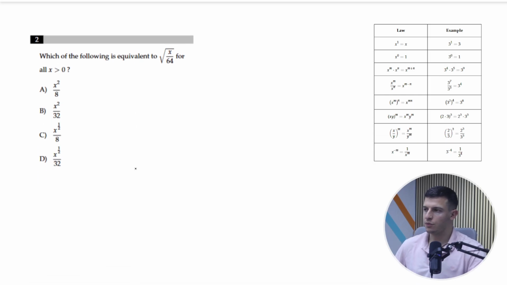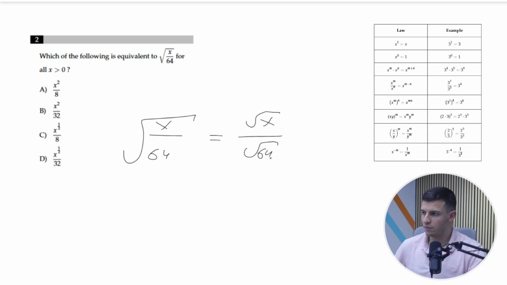Which of the following is equivalent to square root of x divided by 64 for all x greater than 0? Okay, let's see what we can do here. Now, we can write it as square root of x divided by square root of 64. And that's going to be square root of x divided by 8. Yes?